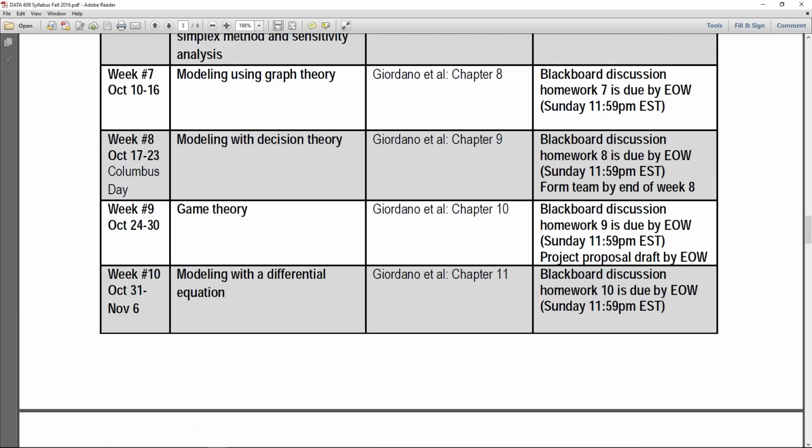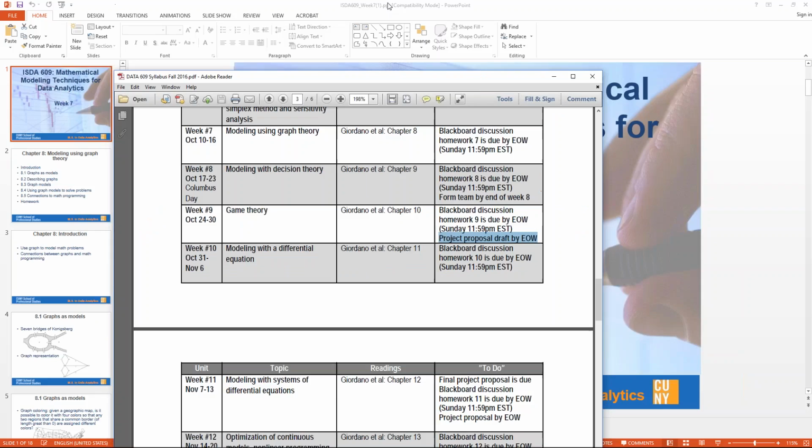And then if you take a look at the schedule again, form the team by the end of this week, and next week you need to submit your project proposal. Any questions on this?